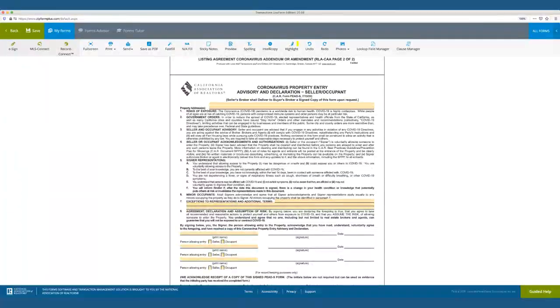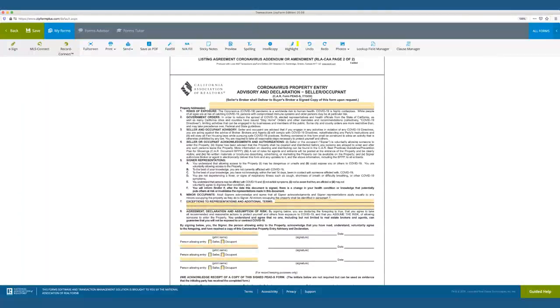So it advises them of the government order, the seller and the occupant advisory in regards to coronavirus. They acknowledge that no written materials or brochures, none of that is going to be at the property. You can't have any of that at the property. The signer represents that they understand that they're allowing access to the property. It may be dangerous, it may be unsafe.